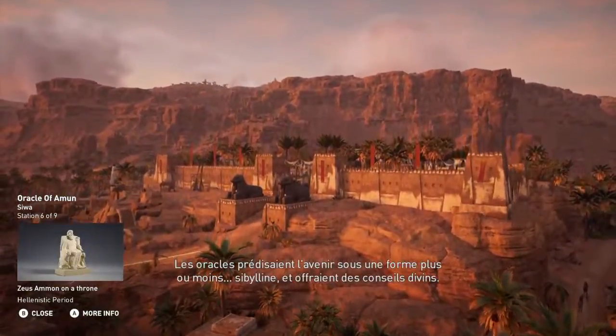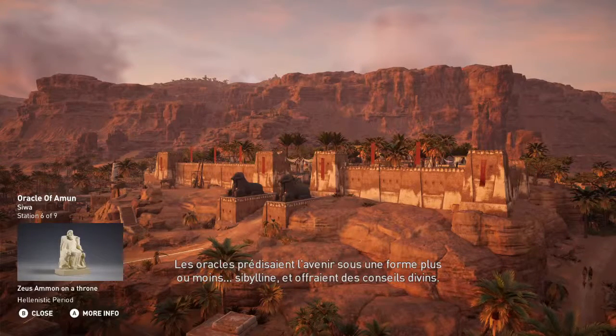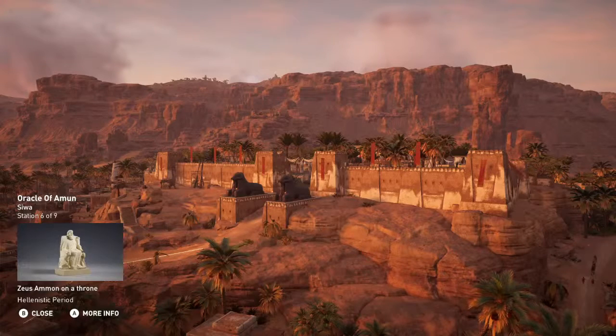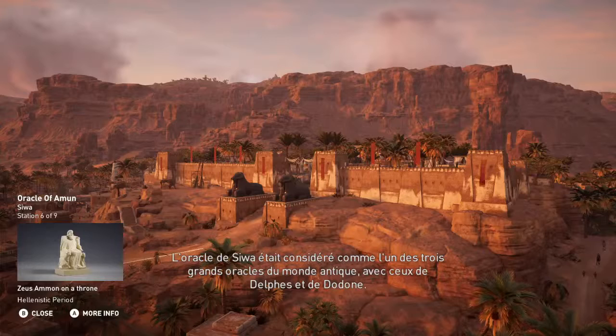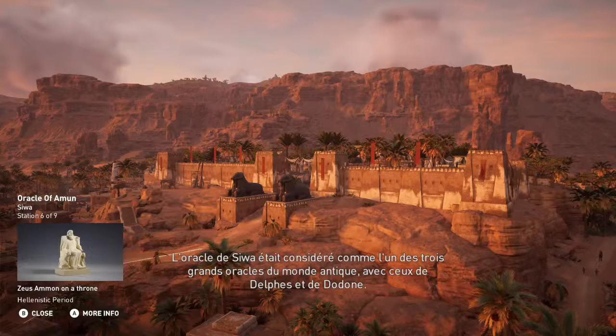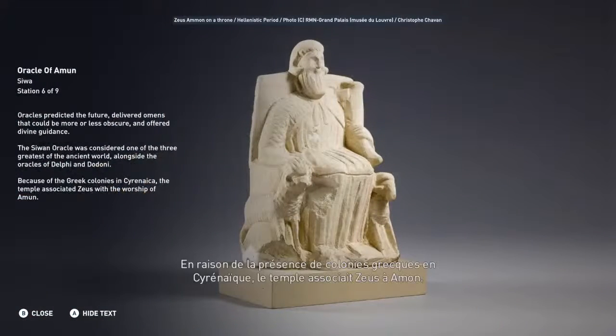Oracles predicted the future, delivered omens that could be more or less obscure, and offered divine guidance. The Siwan oracle was considered one of the 3 greatest of the ancient world, alongside the oracles of Delphi and Dodoni. Because of the Greek colonies in Cyrenaica, the temple associated Zeus with the worship of Ammon.